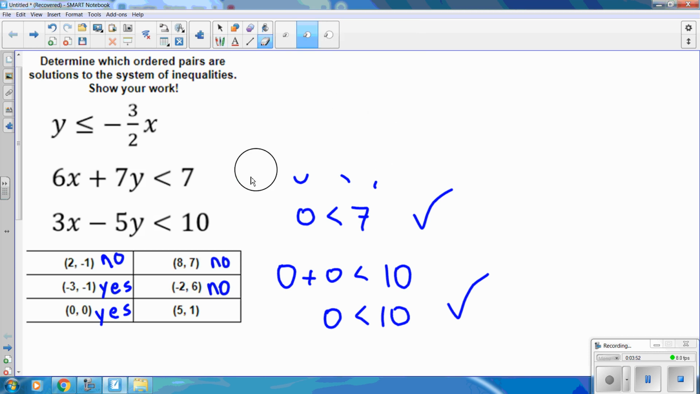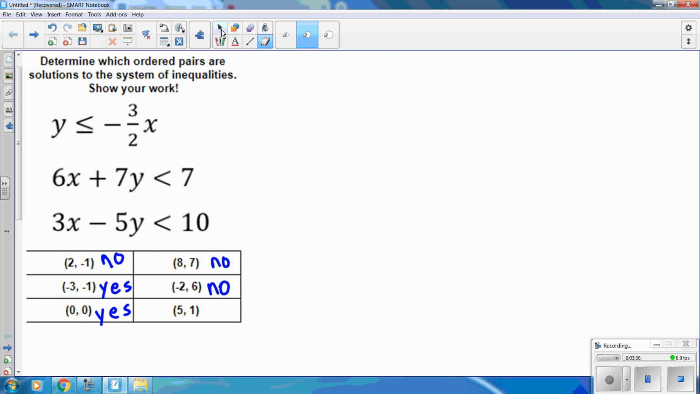And the last ordered pair we're going to check is 5, 1. So we're going to plug 1 in for y, less than or equal to, 5 in for x. So 5 times negative 3 is negative 15, divided by 2 is negative 7.5. Positive 1 is not less than negative 7.5. So it doesn't work for the first inequality, therefore it's not going to be a solution to the system. And we have our answers.